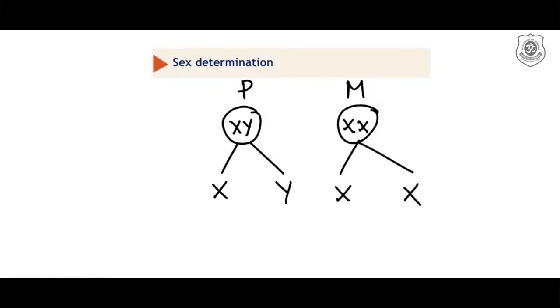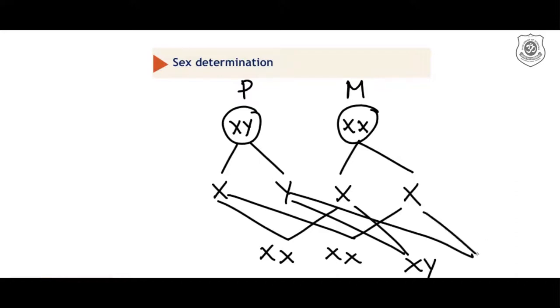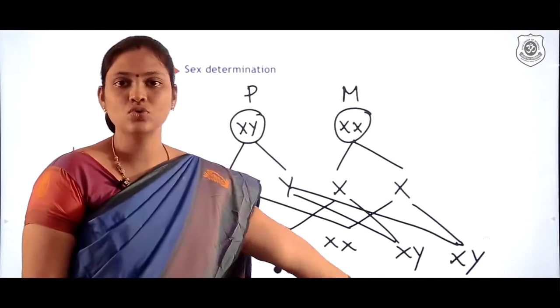X, X. Shall we work out the probability of offspring which come out of this cross? It could be either XX, or XX, XY, or XY. So the possibilities over here could be 2 daughters and 2 sons.